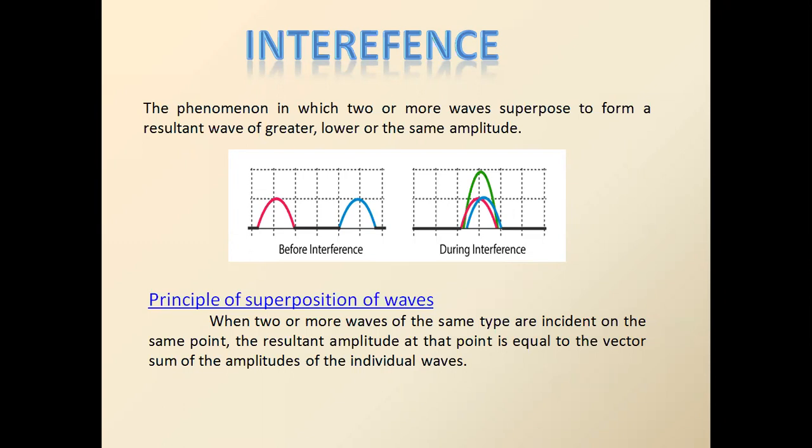In this figure, we see that there are two waves, one red and one blue. They are superimposed and we get the resultant wave, which is bigger in amplitude. So here we have to know the principle of superposition of waves. When two or more waves of the same type are incident on the same point, the resultant amplitude at that point is equal to the vector sum of the amplitudes of the individual waves.